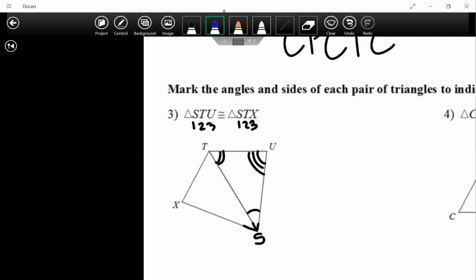S, T. The other part of this triangle would be 1, 2, 3. We're also going to be able to label the sides correctly. So 1 to 2, 2 to 3, 3 back to 1. Okay, this is the essence of what CP/CTC is. Correspond the parts to show congruent triangles. That's all it means. If you can match the parts, you can match the triangles. Done. One part messes up, you can't have them.